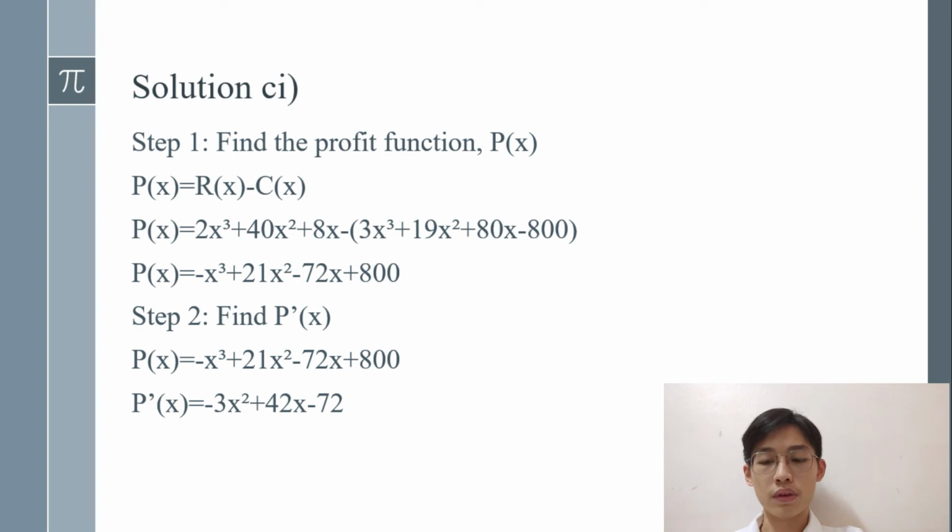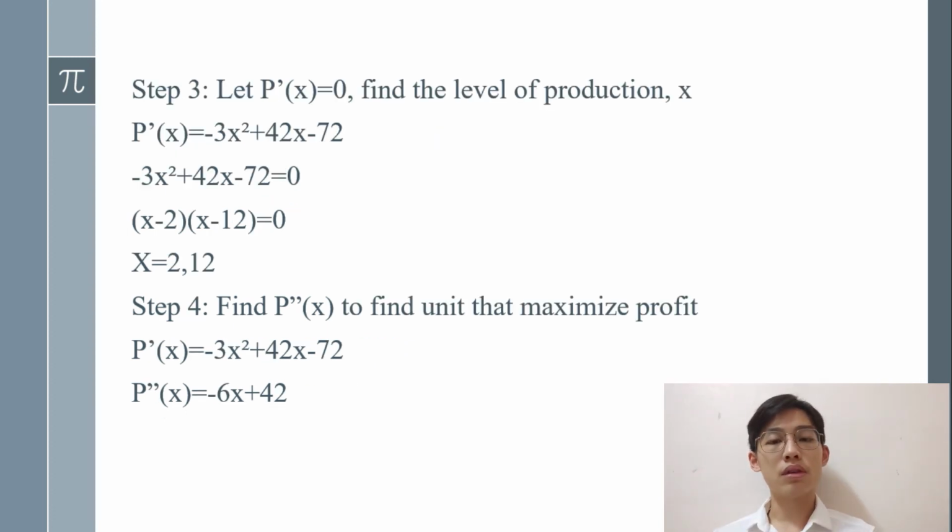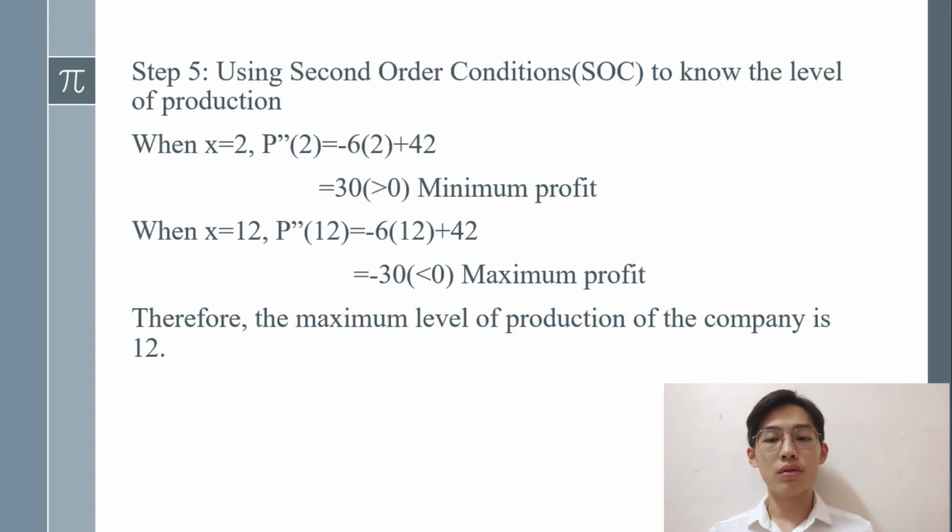Second step, we need to find the first derivative of the profit function. The first derivative of the profit function is negative 3x squared plus 42x minus 72. For the third step, let the first derivative of the profit function equal 0 to find the level of production x. Let the first derivative of the profit function equal 0, x will equal 2 and 12. Step 4 is find the second derivative of the profit function to find the units that maximize the profit, that is negative 6x plus 42.